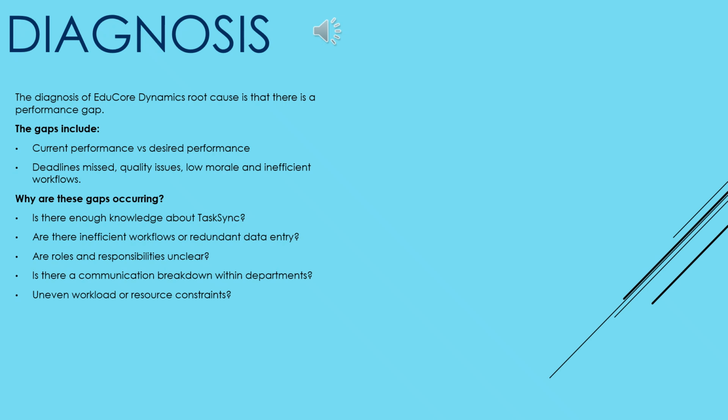Is there not enough TaskSync knowledge and usage? Are there inefficient workflows and redundant data entry? Are there unclear roles and responsibilities of the employees? Could be a communication breakdown between departments and also senior and upper management, and uneven workload or resource constraints.